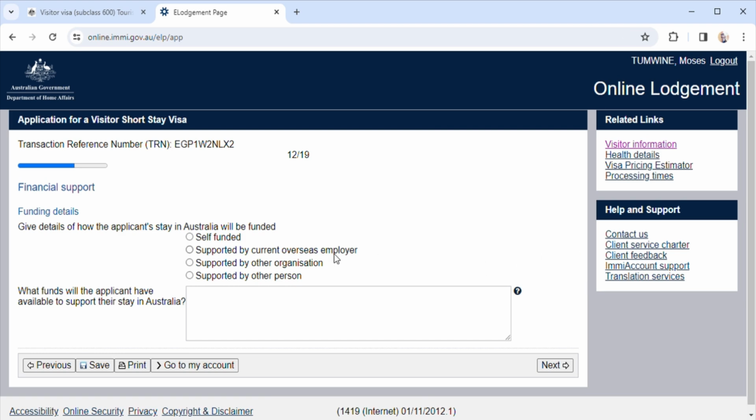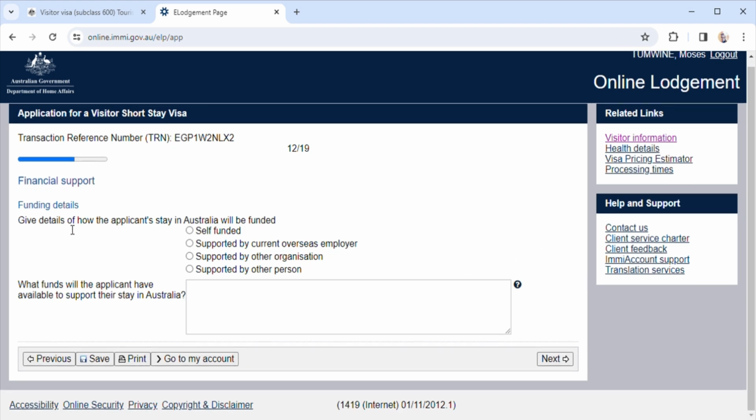So give the details of the applicant's stay in Australia. If you are going to fund yourself, you can say self-funded, meaning the bank statement here will be yours. If someone is going to sponsor you guys, meaning the bank statement and other supporting documents, maybe like a cover letter, will be from that person who's going to sponsor your trip.